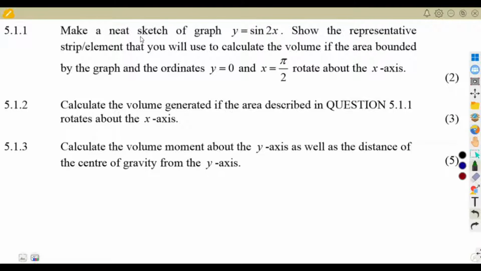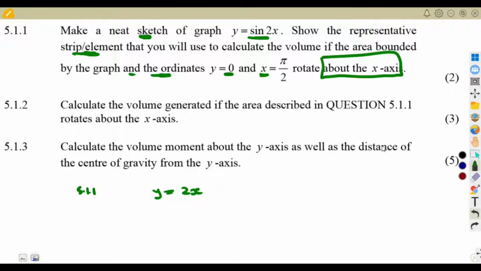So, given: make a neat sketch of the graph of y equals sine of 2x. That's 5.11. Show the representative strip, or the representative element, that you will use to calculate the volume if the area bounded by the graph and the ordinates y equals 0 and x equals pi over 2 rotates about the x-axis. So the volume is the one that is going to rotate about the x-axis.